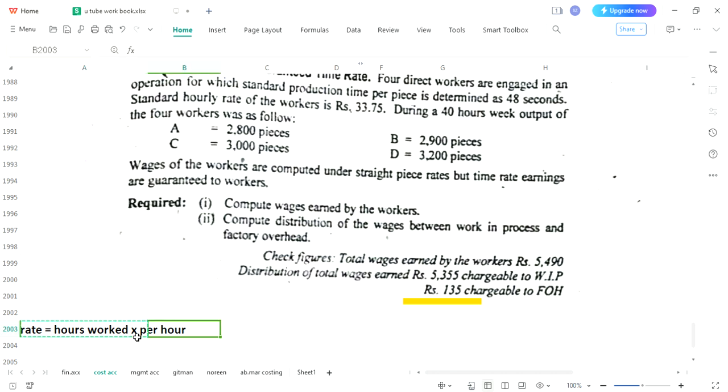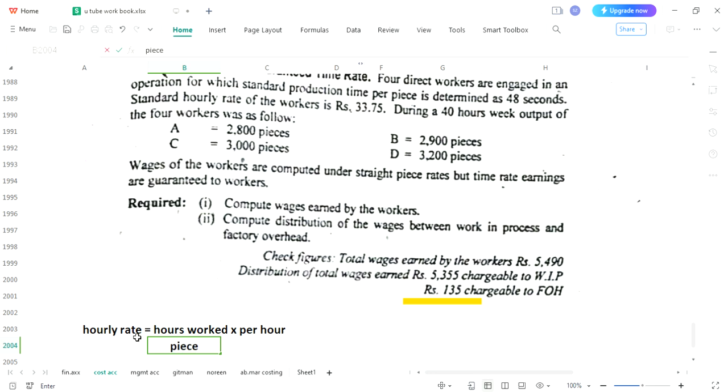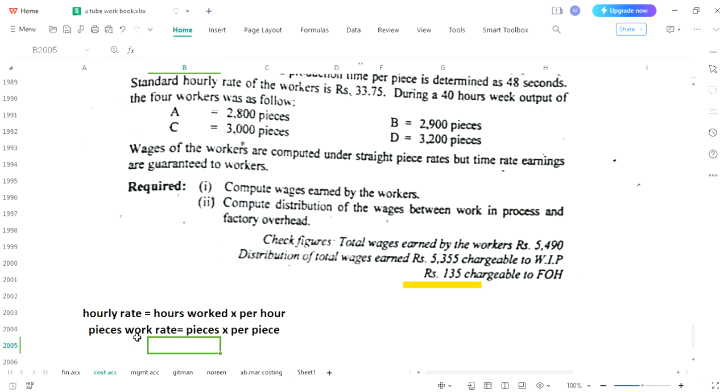And if you are paying your wages according to the piecework rate system, you will see how many pieces one worker had made and multiply by the per piece rate. In this way, you can calculate wages according to the piecework rate system. To understand it is very easy.